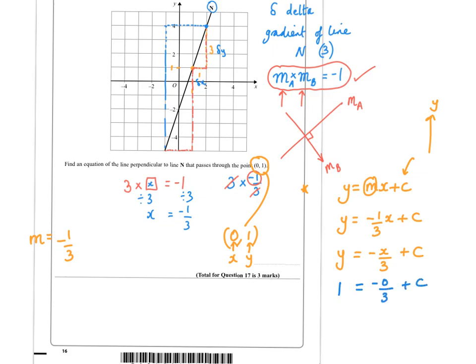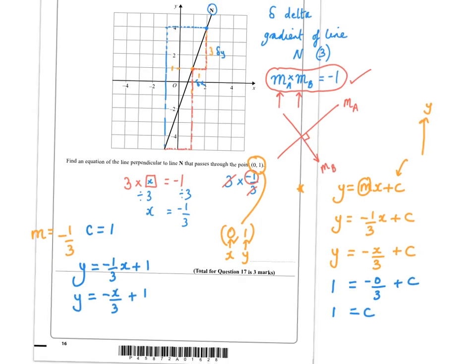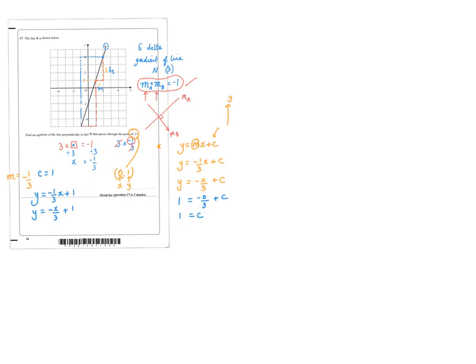And you know -0 divided by 3 is still 0, so we end up with c is 1. So we say to ourselves, well, c is 1, and so our line that we want is going to have the form mx plus c, so -1/3 x plus c, which is 1. And you can write that like this, which is exactly the same. An alternative way of doing this is to use the equation y minus y1 equals m(x minus x1).